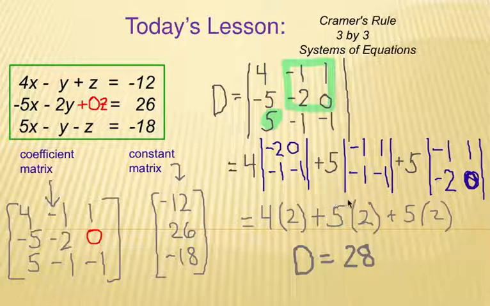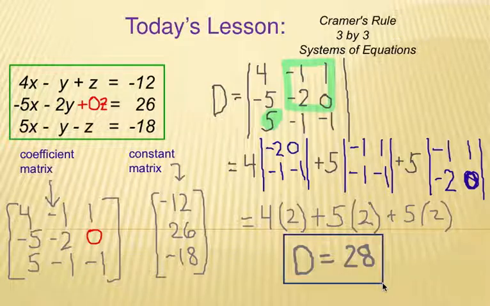Now for the rest of this process, I'm going to assume you remember how to take a 2x2 determinant. So it's going to be 4 times 2, 5 times 2, 5 times 2. Add those together, and just to speed this up a little bit, there we go. The determinant of the coefficients is 28. That's going to be part of how I find x, y, and z.